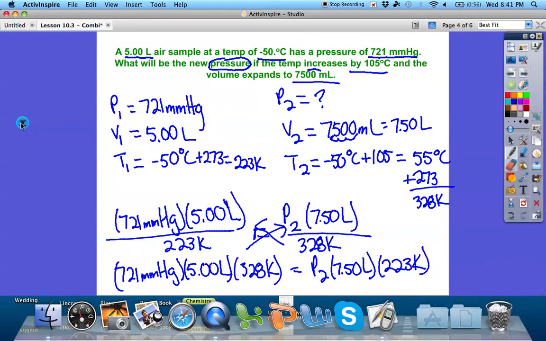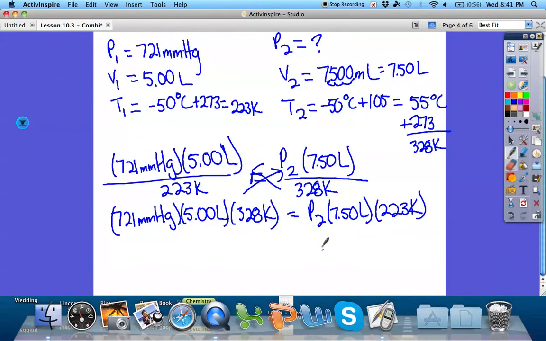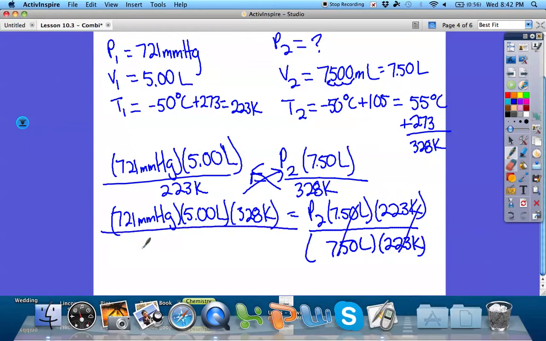So to solve for P2, we need to divide by 7.50 liters times 223 Kelvin on both sides. It's going to cancel out over there, over here. So liters cancels and Kelvin cancels. So to find P2, we need to take 721 times 5 times 328 and then divide by 7.5 times 223 in parentheses.